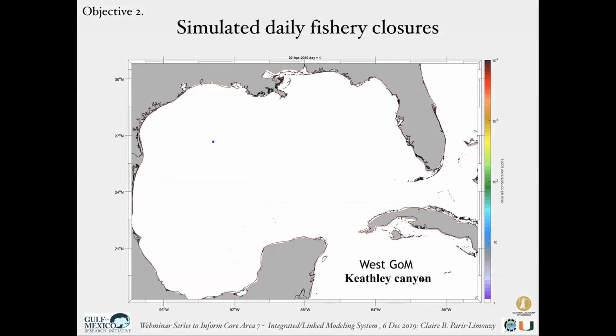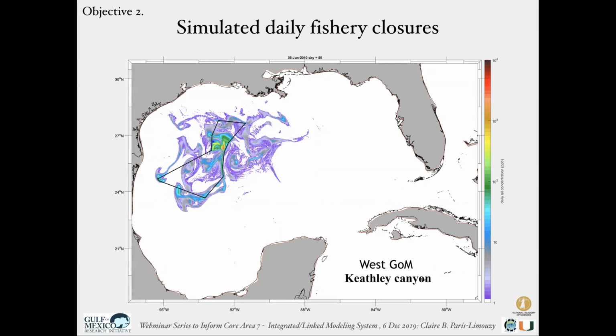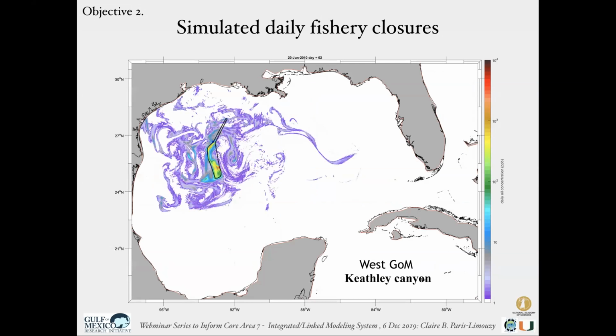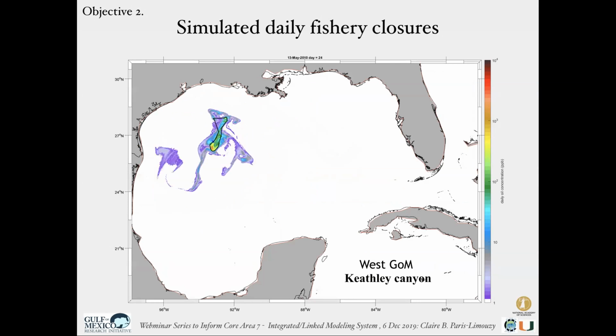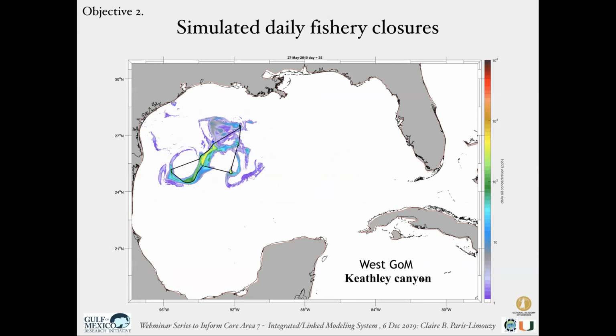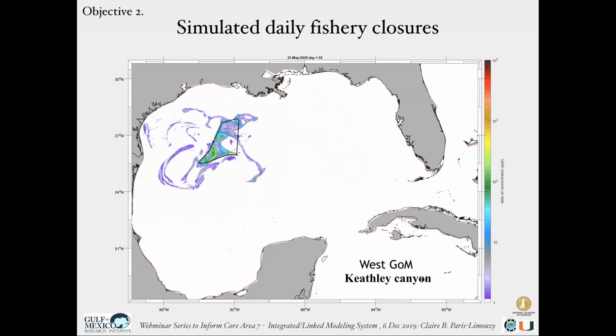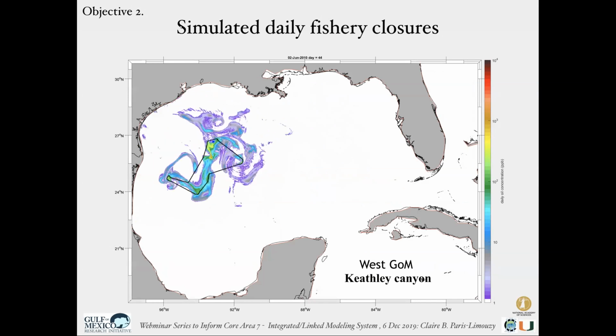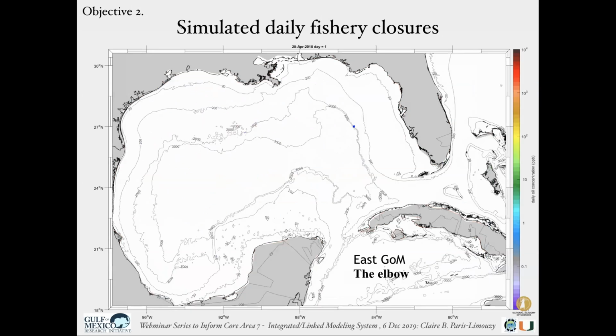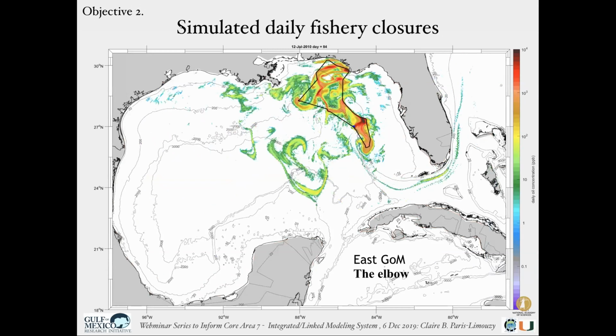This is an example of a video on simulated closure based on toxic oil from the NRDA, the Natural Resource Damage Assessment, values. So these values are in log of oil concentration in ppb, and you can see the closure area changes on a daily basis. We can do the same for the Eastern GOM. And here you have higher density values and a larger extent of this fishery closure.